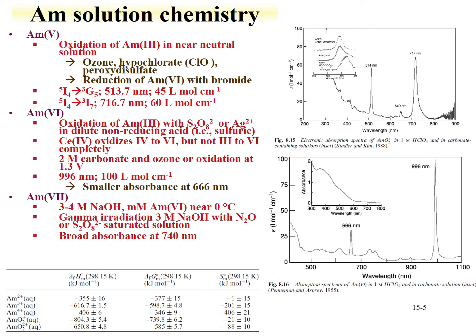Americium 7, shown here, is produced in very basic solutions under stringent conditions, including gamma radiation and high base. Americium 7 also has an absorbance near 740 nanometers. The thermodynamic data for the different americium oxidation states are shown here. This information can be used to both prepare and identify various americium oxidation states in solution.